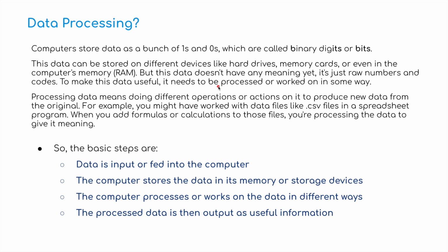To make the data useful, it needs to be processed or worked on in some way. Processing data means doing different operations or actions on it to produce new data from the original. For example, you might have worked with data files like .csv files in a spreadsheet program. When you add formulas or calculations to these files, you're processing the data to give it some meaning. So the basic steps are: the data is inputted or fed into the computer. The computer stores the data in its memory or on storage devices. The computer processes or works on the data in different ways. The processed data is then output as useful information.